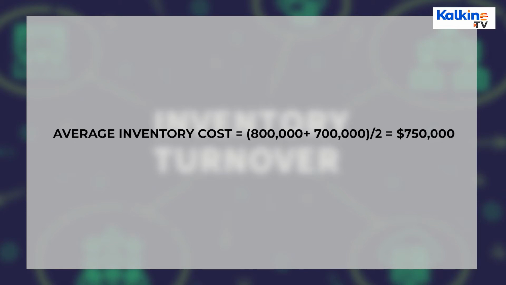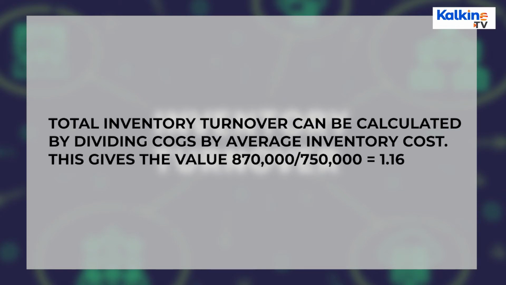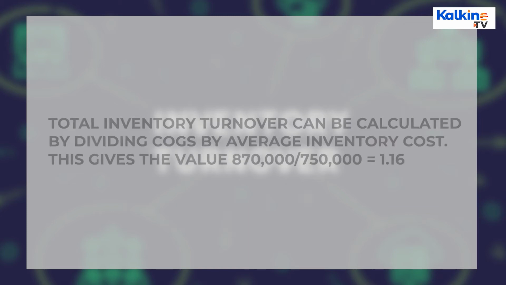Thus, average inventory cost is $750,000. The inventory turnover can be calculated by dividing COGS by average inventory cost. This gives the value of $870,000 by $750,000, which is 1.16. This means that the company turns in the inventory once every month.